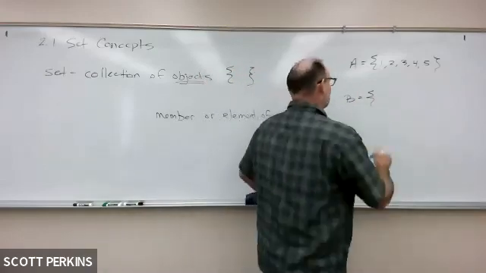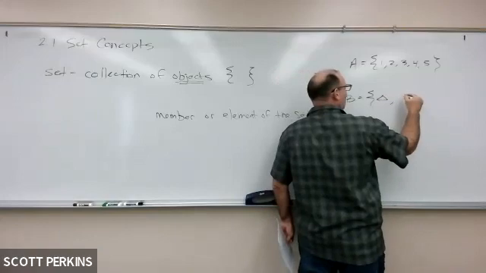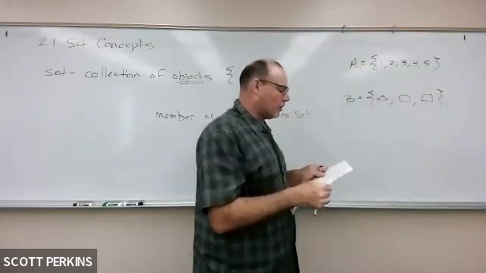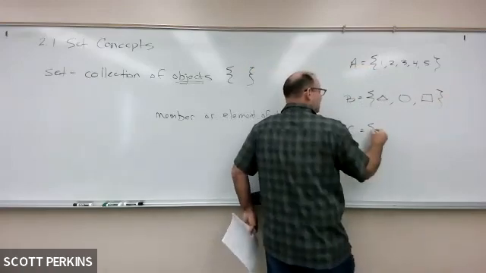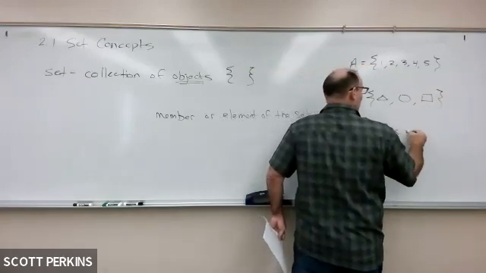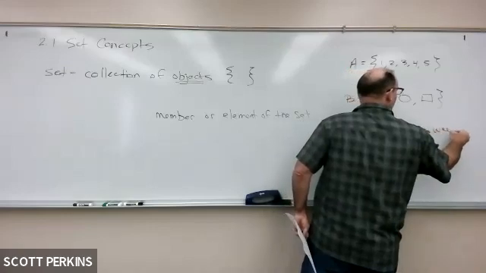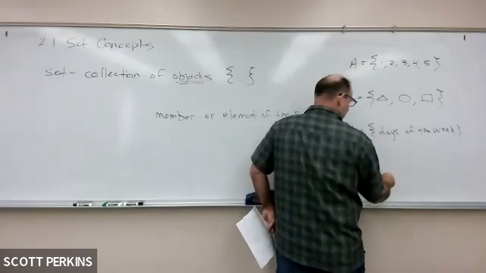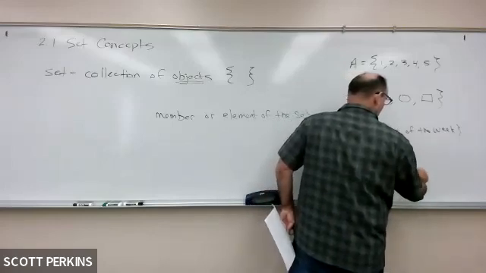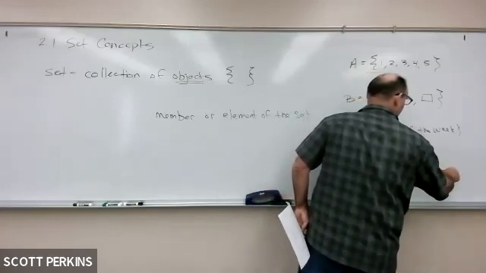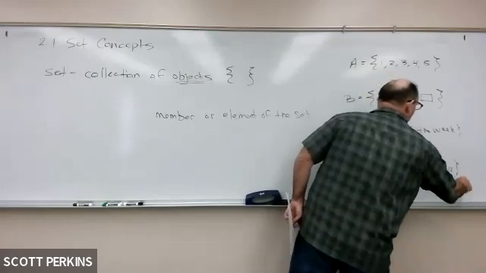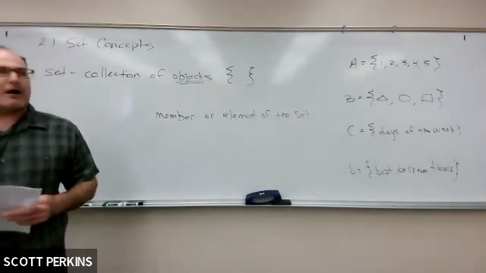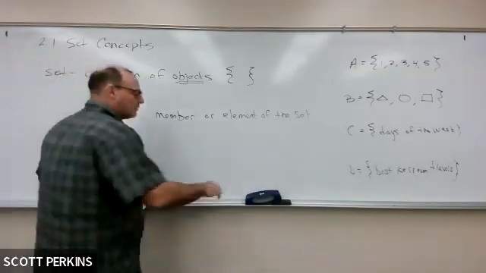Set B, just to show you that it doesn't always have to be numbers in your set, is a collection of shapes. So I've got a triangle, a circle, and a square. It took me a long time to find those in Word. Set C is the set of days of the week. And then set D is the set of best ice cream flavors. Again, I know you're reading those. You don't have to write those down, but I just want them on the board so that we can refer to them.